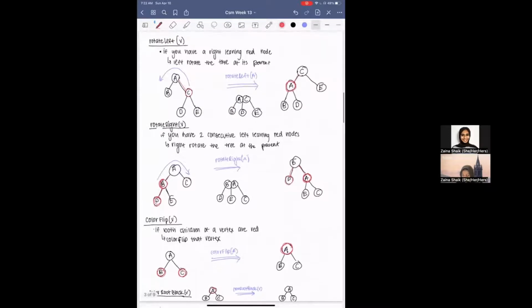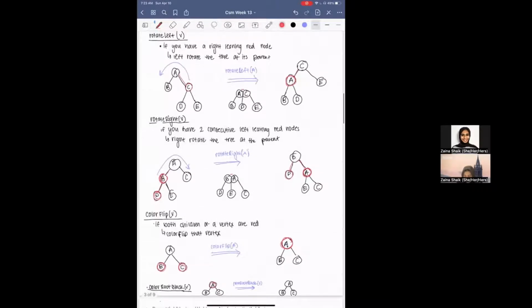And then if you have two consecutive left-leaning red nodes, you want to right rotate the tree at the first one's parent. So in this example, you would rotate right at A, and then again, you can also draw it as having this sub-step where you connect B and A to see where you want to keep the children. And then in this case, you would have B be at the root, and then D and A would be its children.